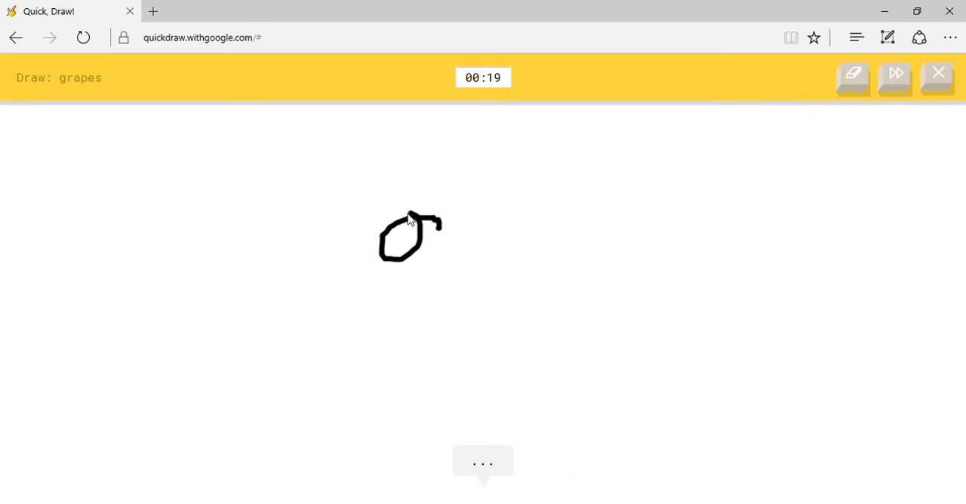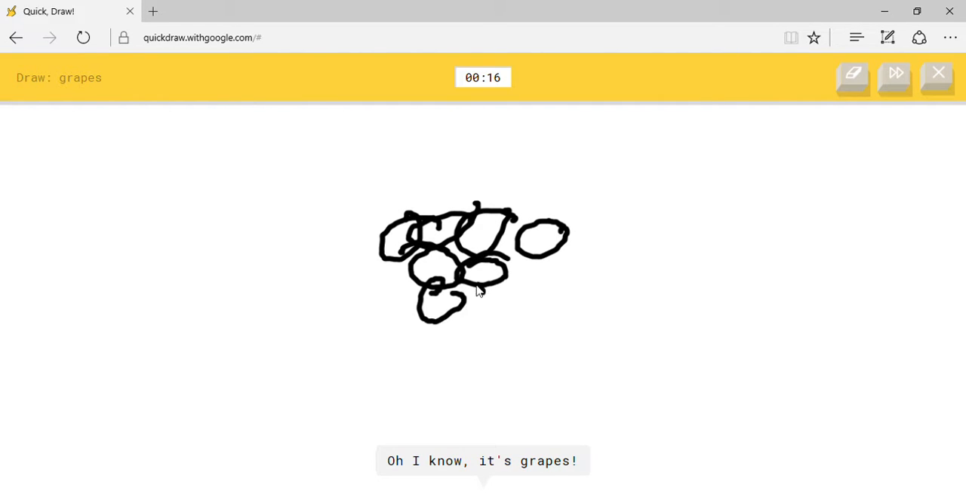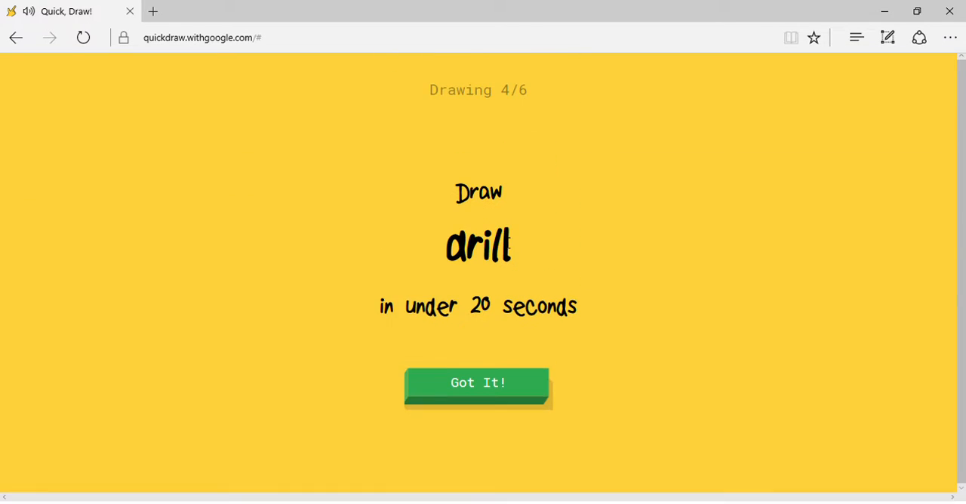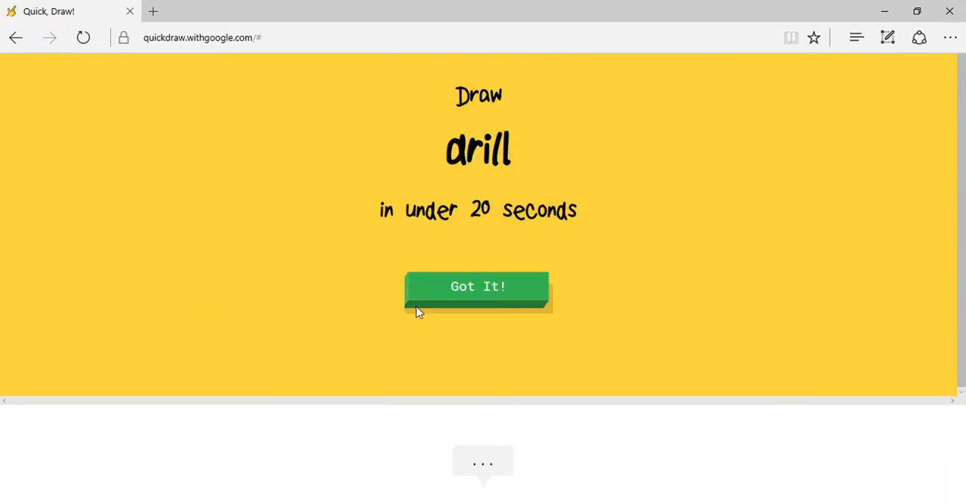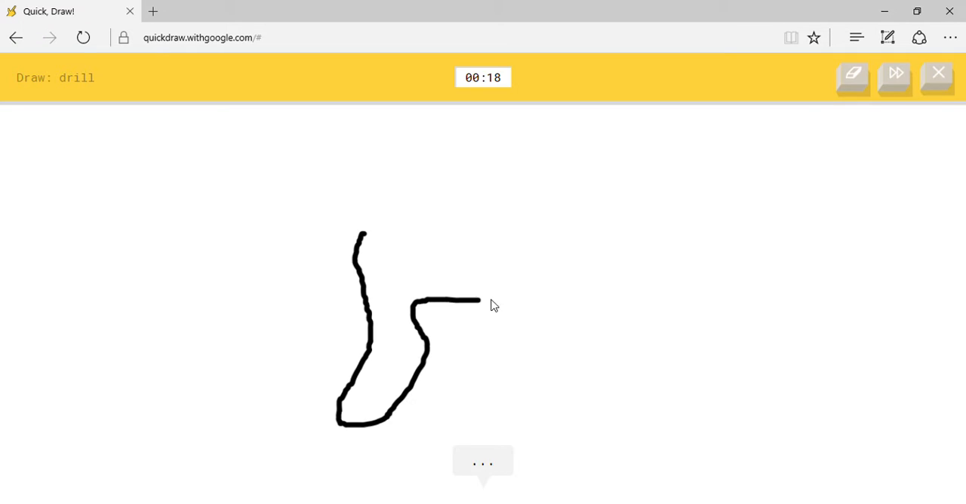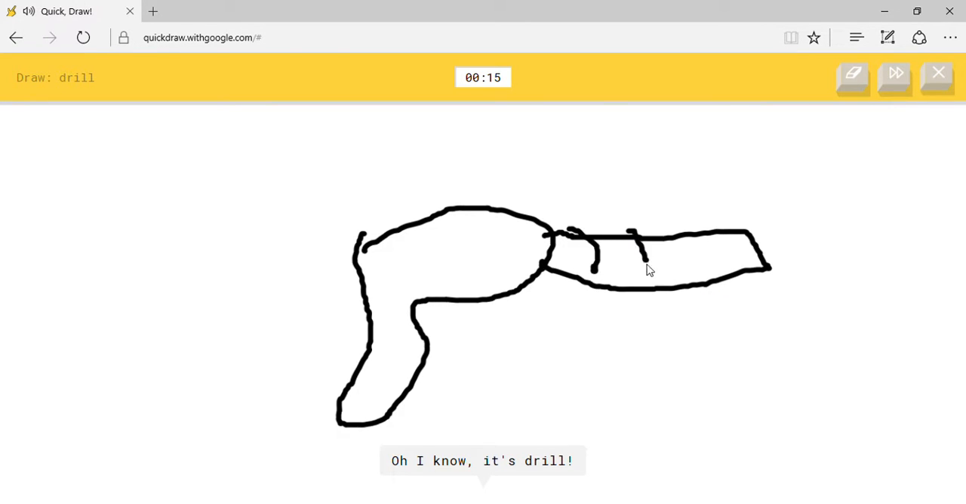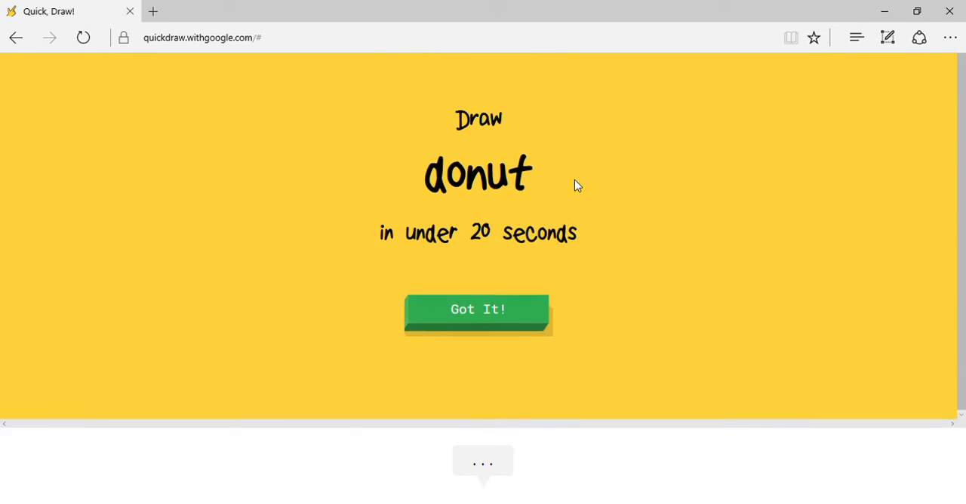This looks easy. I see frying pan, or ant. Oh, I know. It's grapes. So weird. Drill. Okay. I see nose, or like peanut. Oh, I know. It's drill.